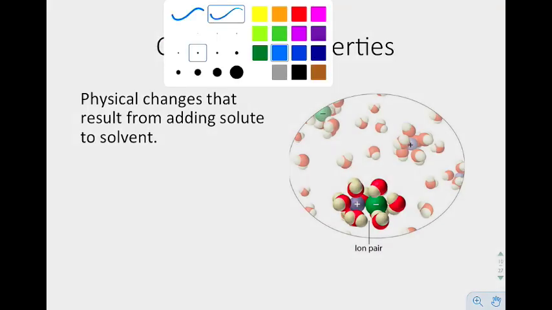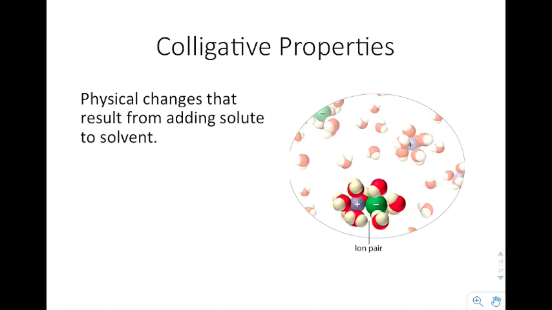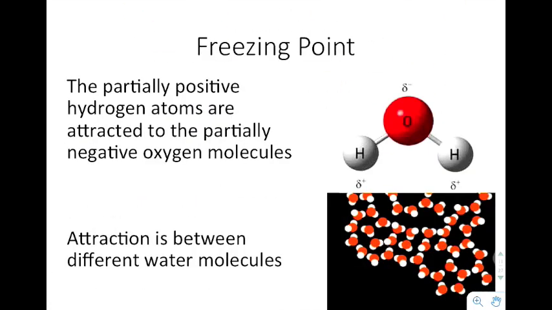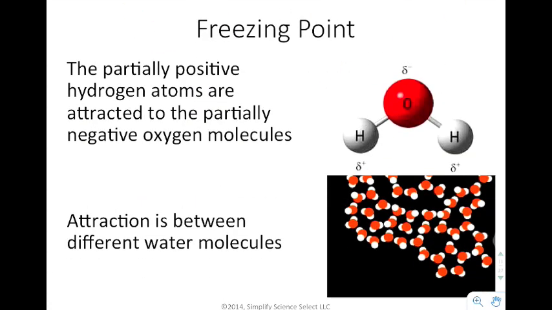Next, we need to talk a little bit about colligative properties. Colligative properties are physical changes that result from adding a solute to a solvent. So colligative properties depend on the ratio of solute to solvent, or how concentrated a solution is. When you add more of one thing, it's going to change a particular property that makes it a colligative property. One colligative property that we need to look at is freezing point.